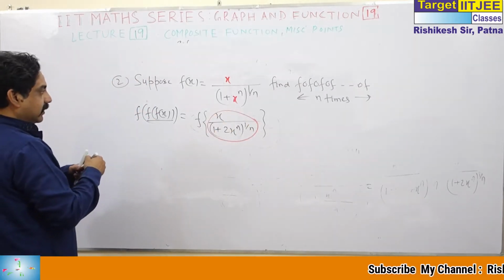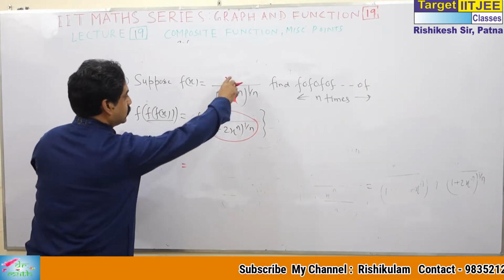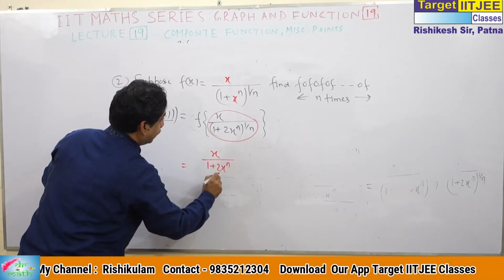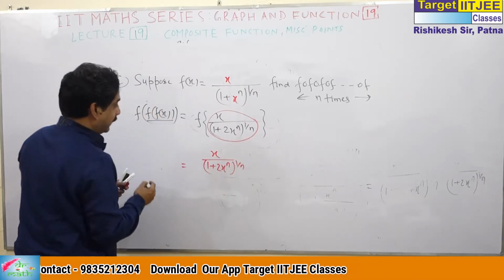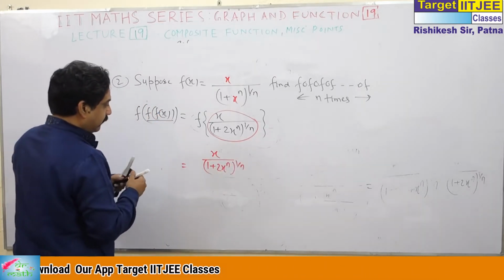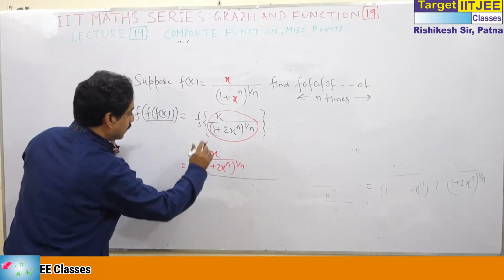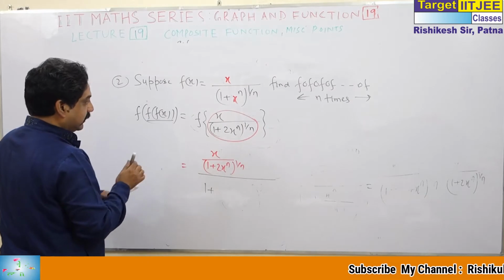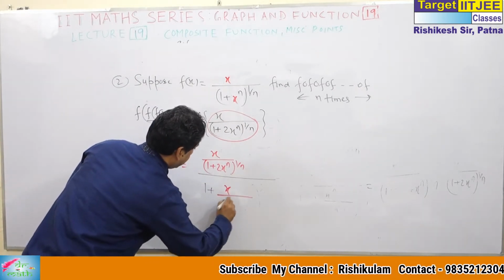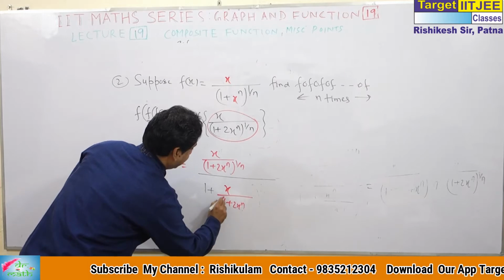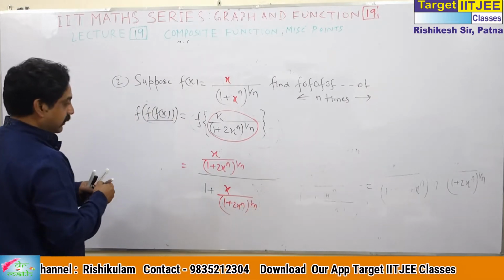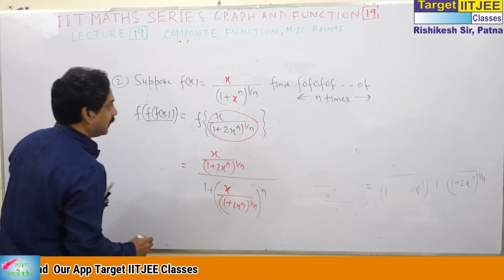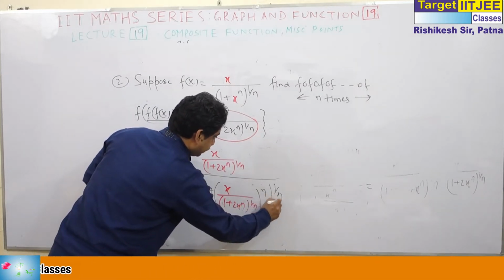So what I write? I will write x by (1 plus 2x to the power n) to the power 1 by n. Now divide by what? This is 1. For this x I will write this complete one: x by (1 plus 2x to the power n) to the power 1 by n. Now, for this n, I will write here n. Just you have to be careful. To the power 1 by n.